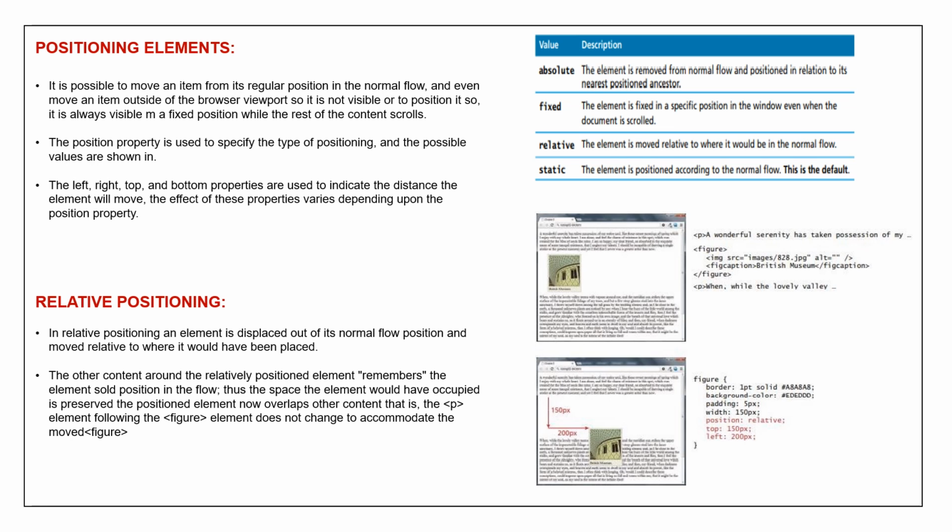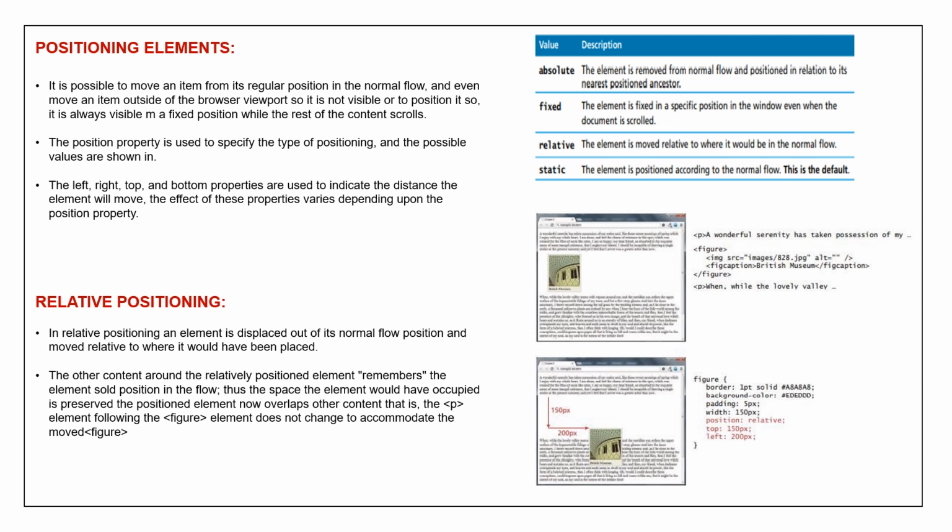Next comes relative positioning. In relative positioning, an element is displayed out of its normal flow position and is moved relative to where it would have been placed before. The other content around the relatively positioned element remembers the element's old position in the flow. Thus, the space the element would have occupied is preserved. The positioned element now overlaps other content, that is the paragraph and the element following the figure. The element does not change to accommodate the moved figure.